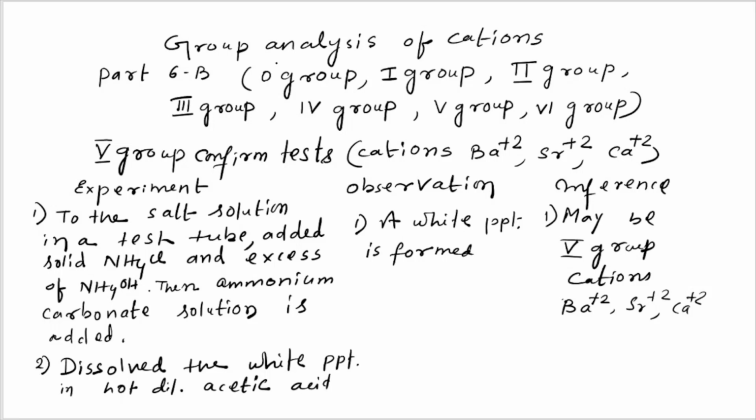In the previous part, that is 6A, I explained the analysis of group cations, that is the 0 group, first group and second group.